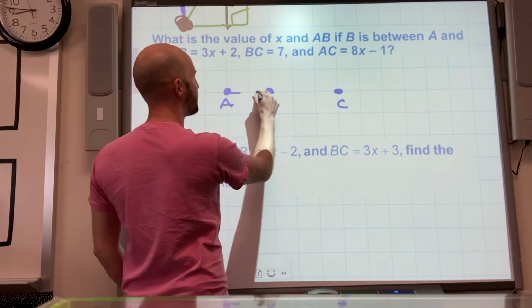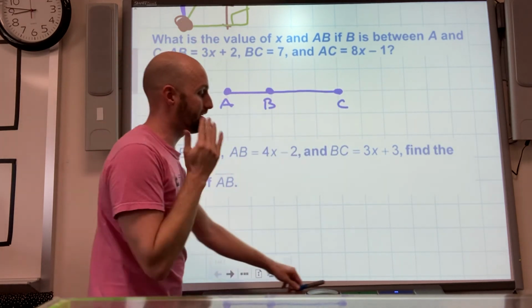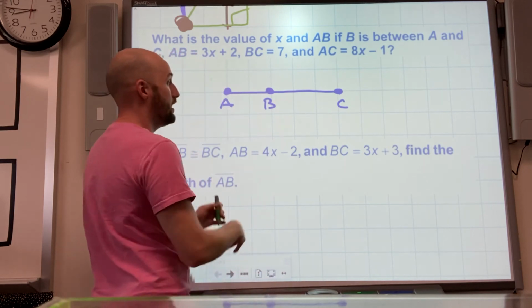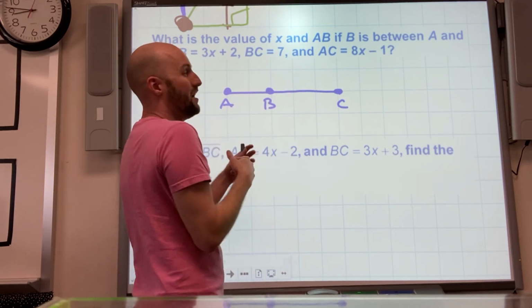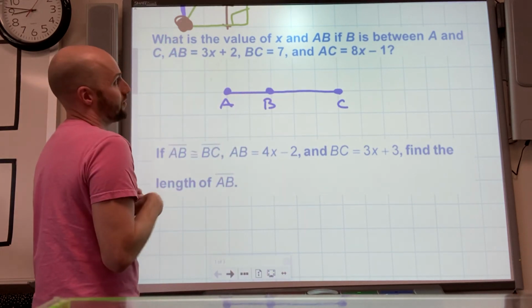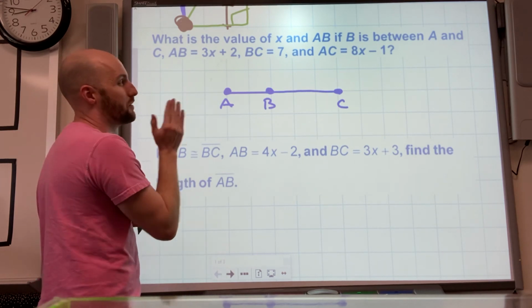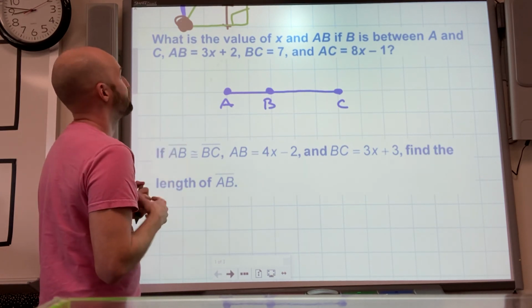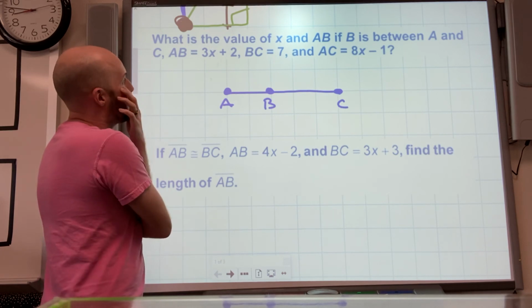And like I mentioned in yesterday's video, I don't like to put it dead center unless it's supposed to be. I don't know if it's closer to one or the other, but it doesn't matter because the scale of this isn't going to be anything. I just don't like putting it in the middle because then I feel like it's supposed to be. All right, what is the value of x and AB?